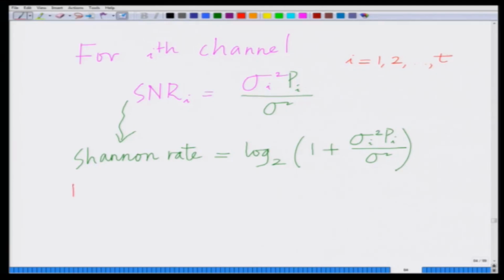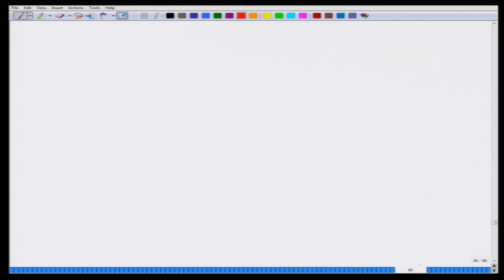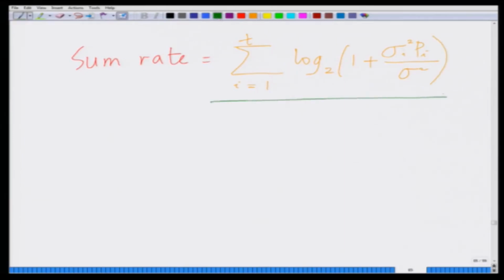Therefore, the sum rate equals summation i equals 1 to T log 2 of 1 plus SNR i, or in other words the sum rate equals summation i equals 1 to T log 2 of 1 plus sigma i square Pi divided by sigma square. This is the sum rate of the MIMO channel.